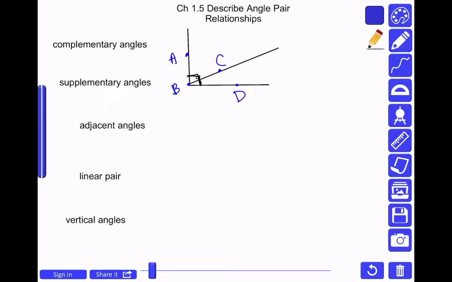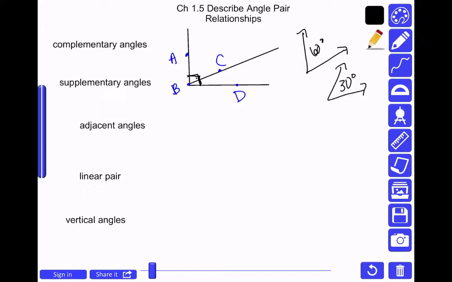It is also possible for complementary angles to not be adjacent. So these angles could be complementary. This could be 60 degrees and this could be 30 degrees, in which case the sum is still 90 degrees and therefore they are complementary.